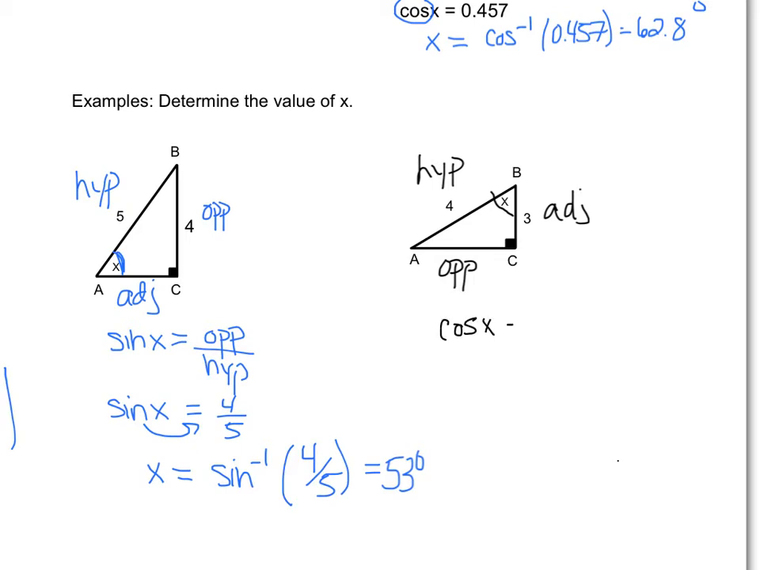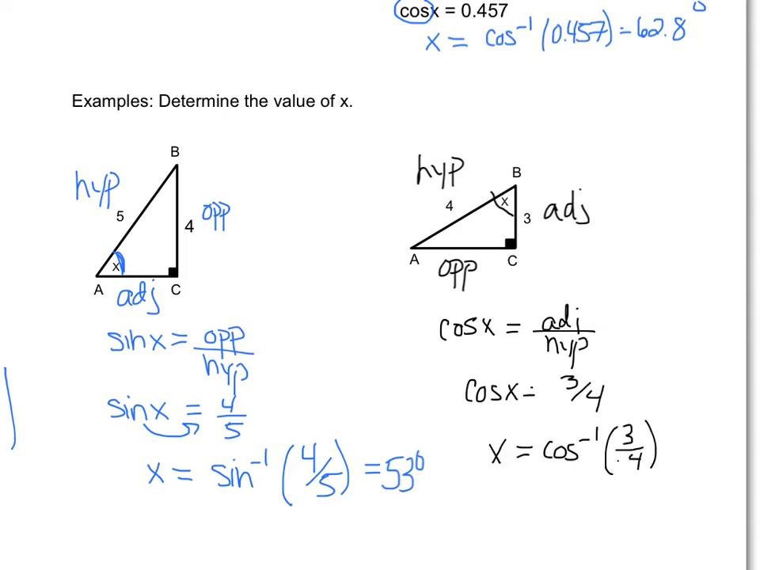So cosine of x equals adjacent over hypotenuse. So cosine of x is equal to 3 over 4. And then to get x by itself, I bring the cosine to the other side and it becomes the inverse, bracket 3 over 4. Do this in one step on your calculator. Cosine inverse, bracket 3 divided by 4, close the bracket. And I want you to try it on your calculator to make sure you get the same value as I'm getting here, which is 41.4 degrees.